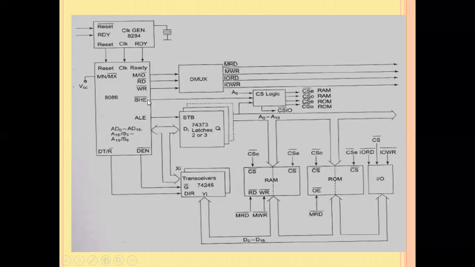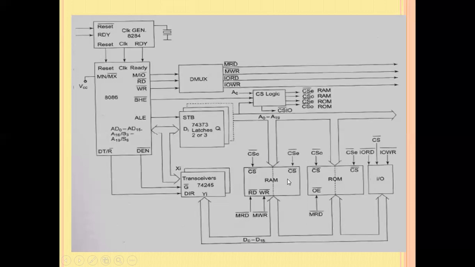This takes inputs from BHE bar. The other one is A0. So A0 and BHE bar are used to get these controlling signals: CSE, nothing but chip select RAM even bank, chip select odd bank RAM, chip select even bank ROM, chip select odd bank ROM. So each memory is divided into two parts: odd memory and even memory, odd bank and even bank. For each, we are having an enable pin.